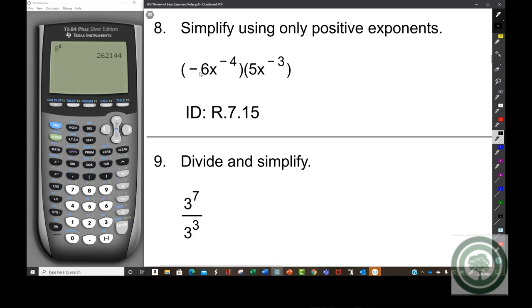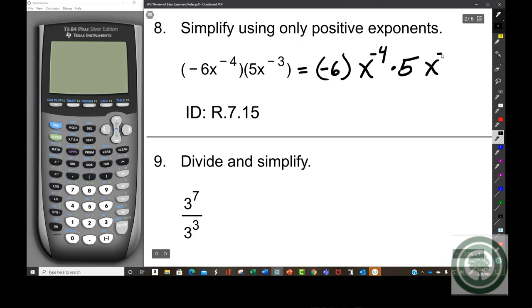Now here I have a negative 6 times x to the negative 4th. It's important that you realize that this is negative 6 times x to the negative 4th. Only x is being raised to the negative 4th power. Same thing here, times 5 times x to the negative 3rd. This negative 6 is not being raised to the negative 4th power, and this 5 is not being raised to the negative 3rd power.